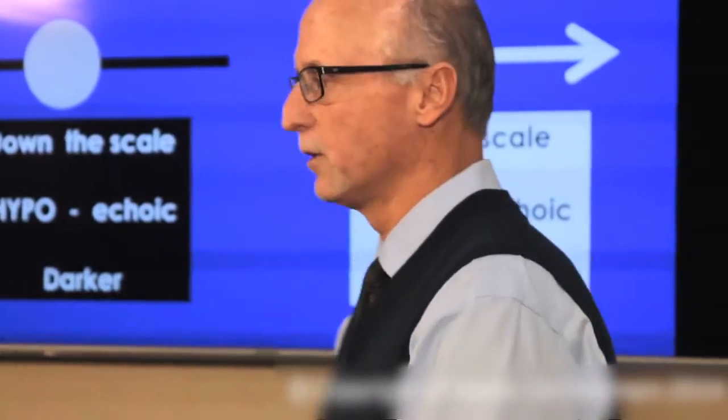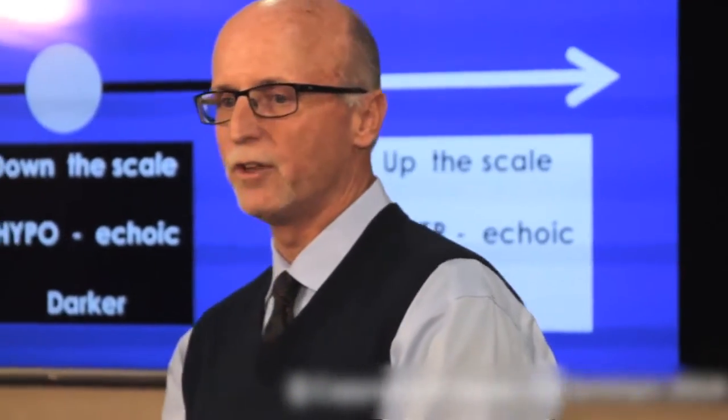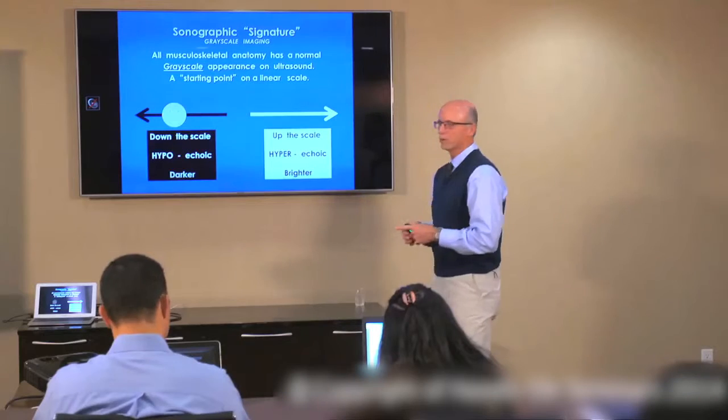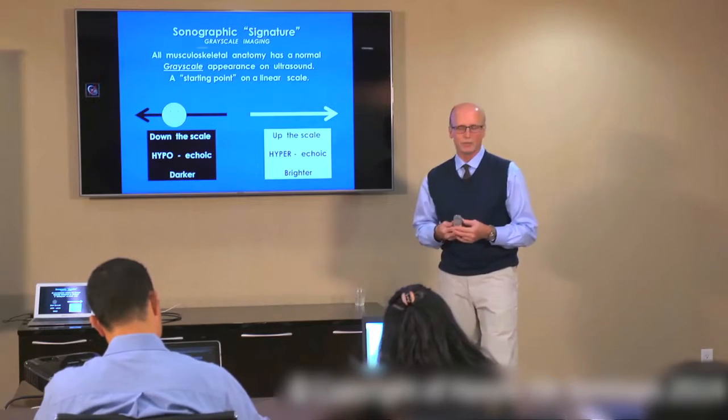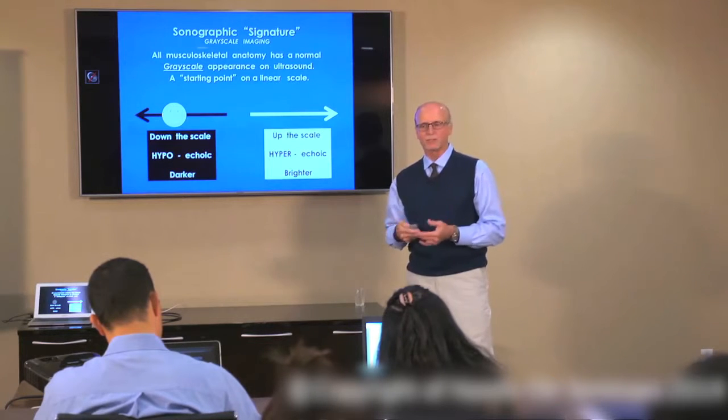Okay? So down the scale, edematous, poor visualization of the normal anatomy, which we're going to be getting to, partial thickness to full thickness tears, brighter hyperechoic representation of the anatomy, scarring, calcification, fibrosis, or perhaps foreign body, even surgical hardware.